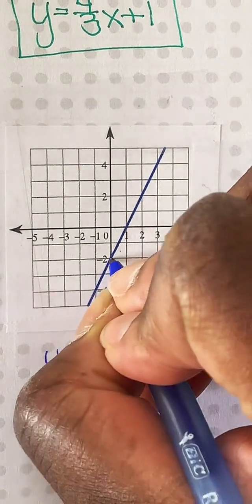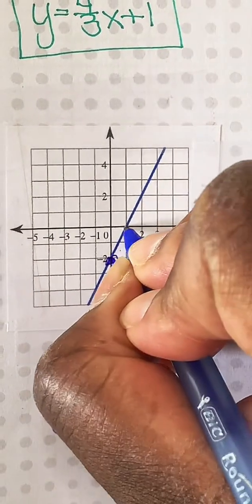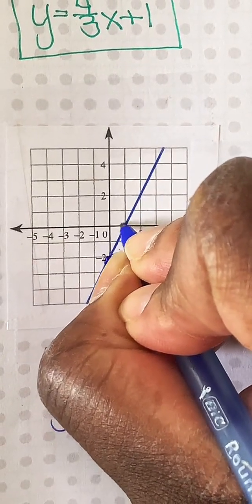But we could use this point here. Oh, sorry, it's a little sloppy. And we can use this point here.